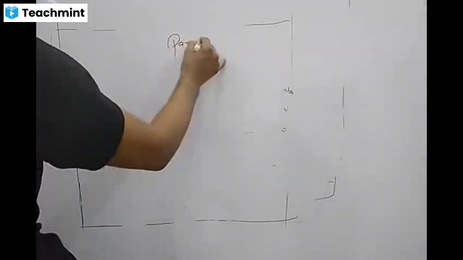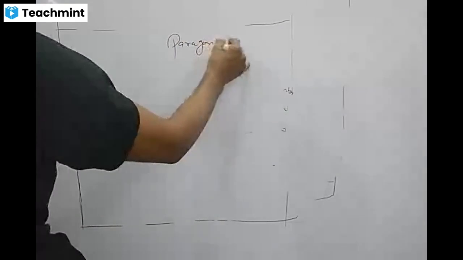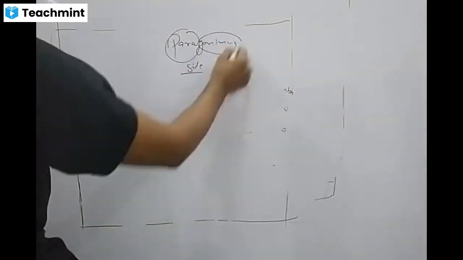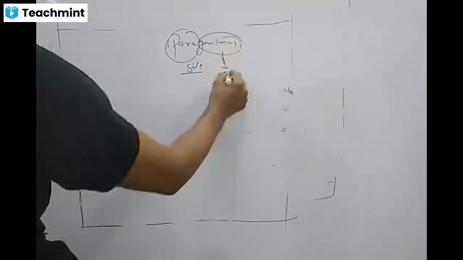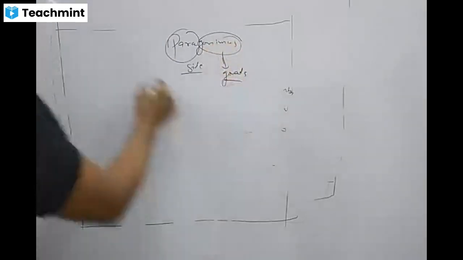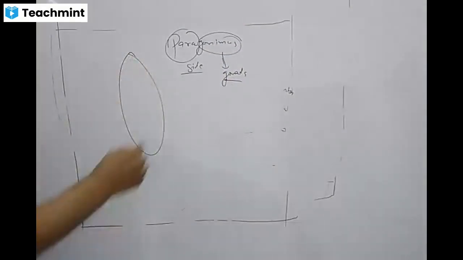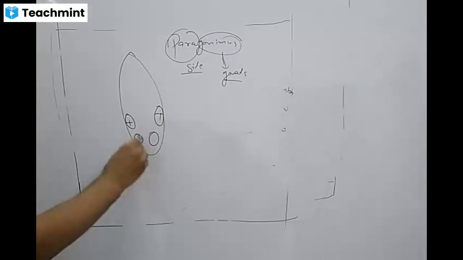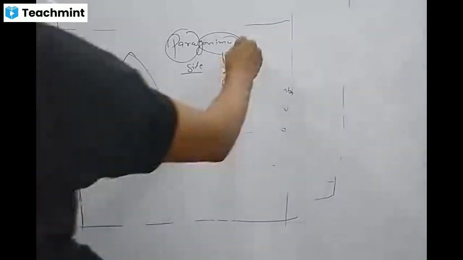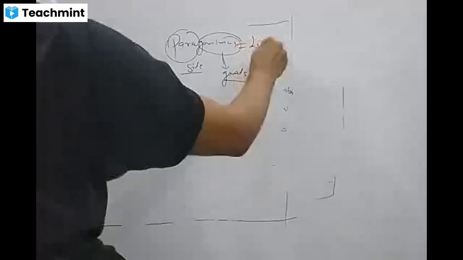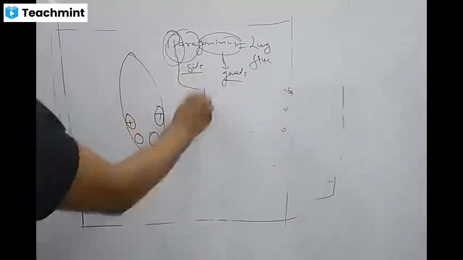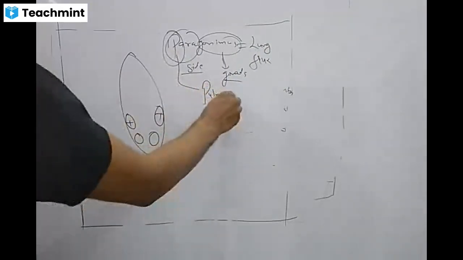Then coming to paragonimus. Para means side and gonimus means gonads. If this is the body of a parasite, the gonads, like testes or ovaries, are present on the side. So paragonimus, the common name is lung fluke. So P for paragonimus, P for pulmonary fluke.